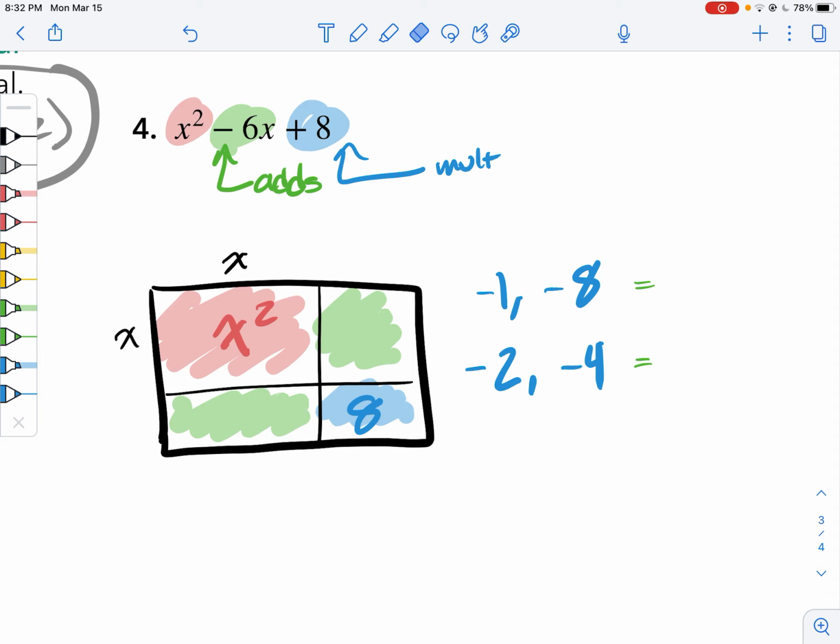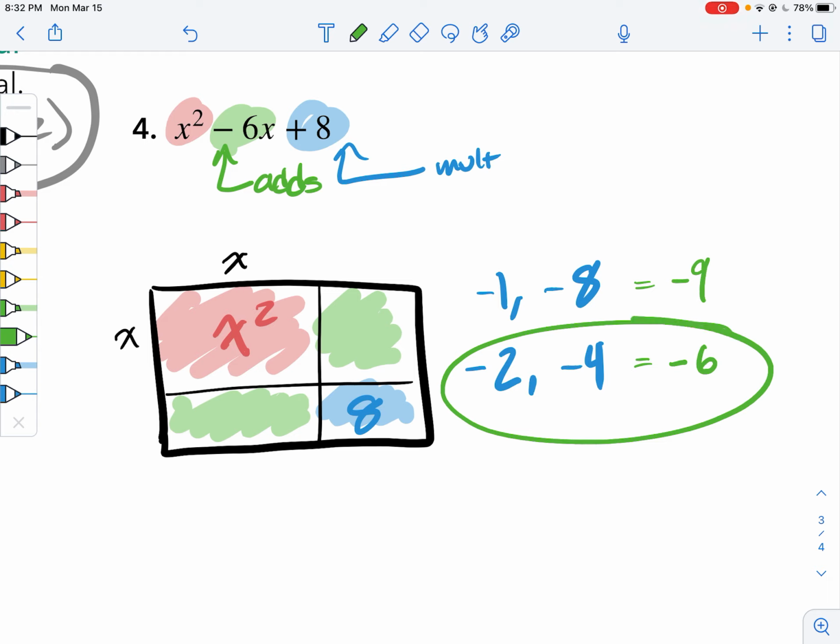So we need to redo our addition. Negative 1 minus 8 is negative 9. Negative 2 minus 4 is negative 6. Ding, ding, ding. That's what we want. Let's plug it into our model and see.